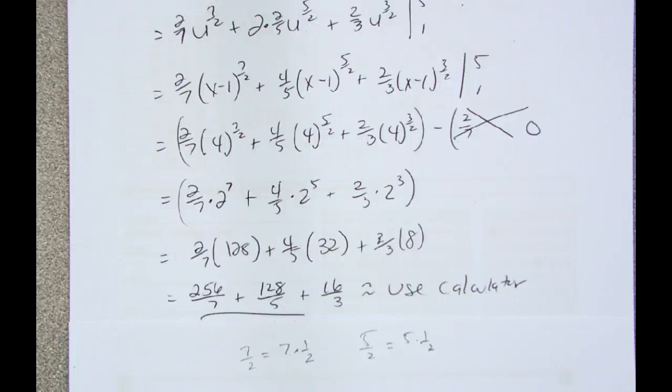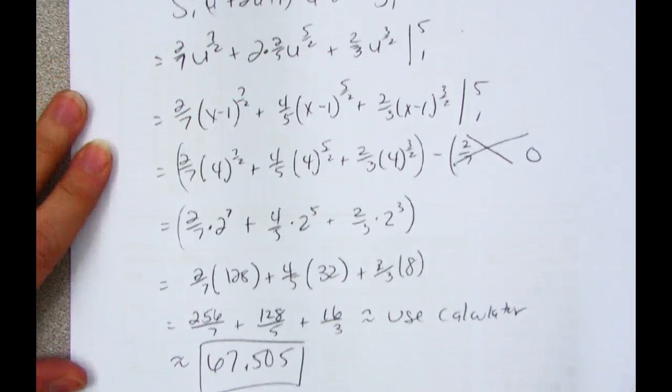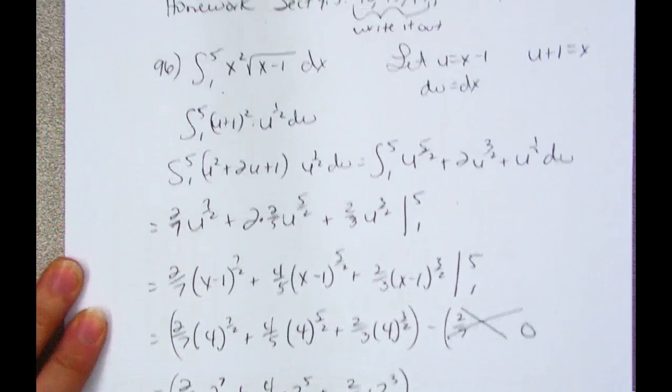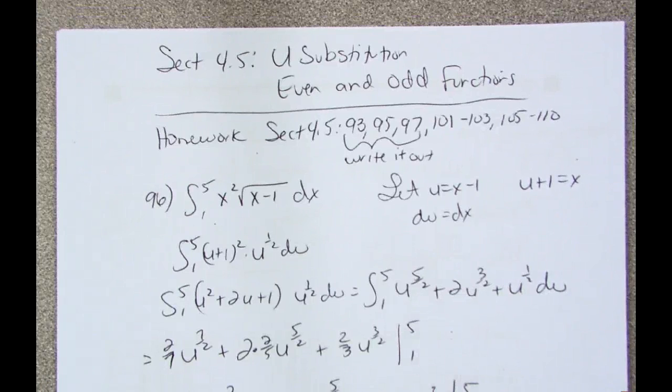And because I'm not going to make a common denominator, because technically this problem said for us to use a calculator, at this point just enter it into your calculator and you should get approximately 67.505. So that was a taxing, straightforward U-substitution by using this extra technique that we did today in class.